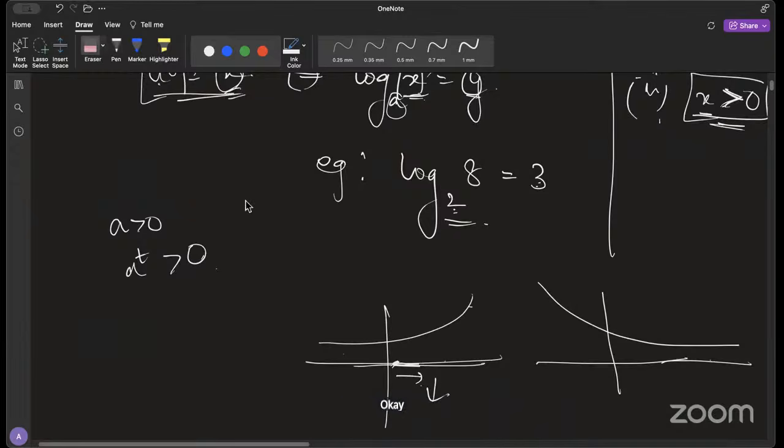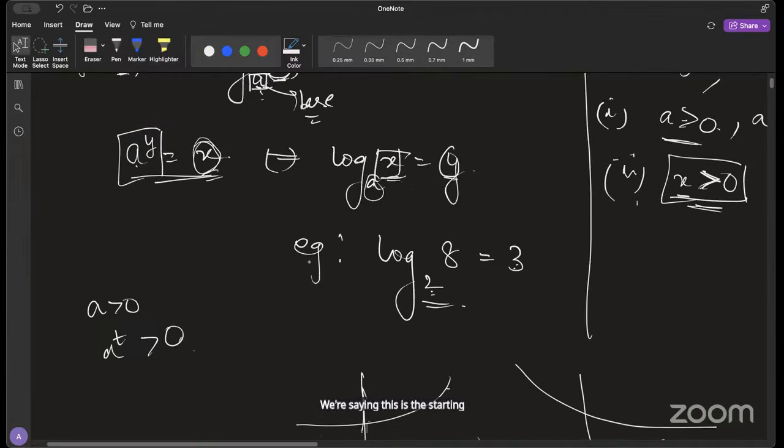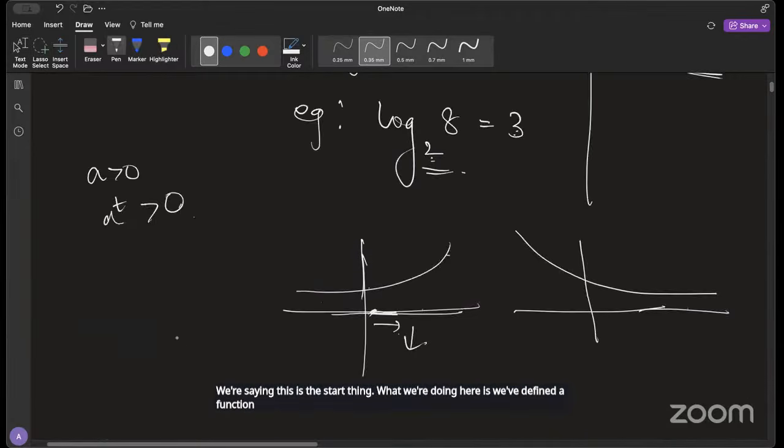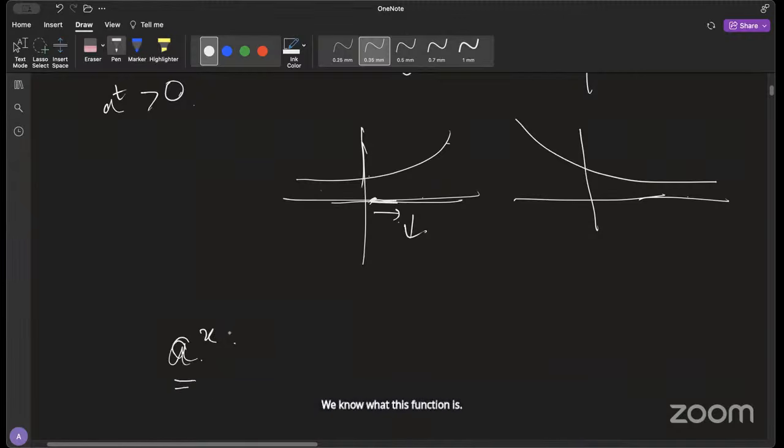Okay. What we're doing here is we've defined the function. You already know the function a to the power x, right? Yes, ma'am. When you take this function, and if I say a is greater than 0, this quantity is always greater than 0, right?